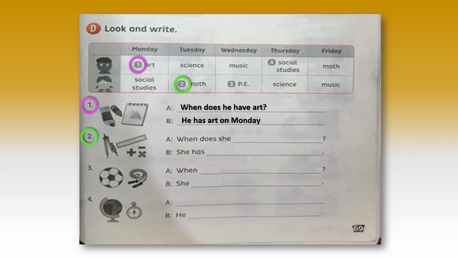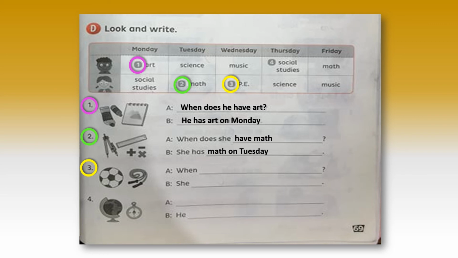Okay, number 2. What's the subject? Subject is math. And if we look, we can see it is in the girls' calendar, and the day is Tuesday. So what's our question? When does she, can you finish it for me? Have math. When does she have math? And our answer, she has. Now we need the subject, math. And we're talking about one day, so we use the preposition on, and then we say the name of the day, Tuesday. She has math on Tuesday.